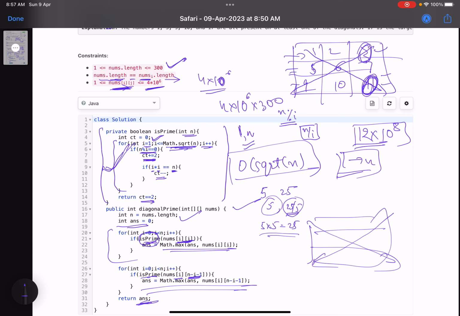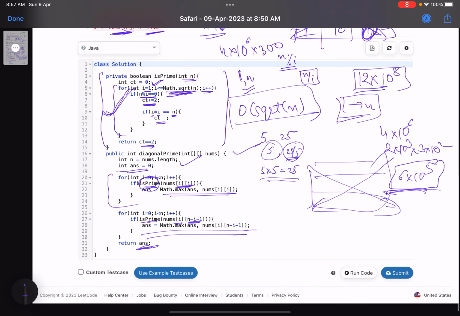However, in this case, you are doing math dot square root of n. So 4 into 10 raised to power 6 will roughly give you 2 into 10 raised to power 3. And you have how many elements in worst case? This many. So that will give you 6 into 10 raised to power 5, which will very easily pass in 1 second. So that's why you will not get TLE.